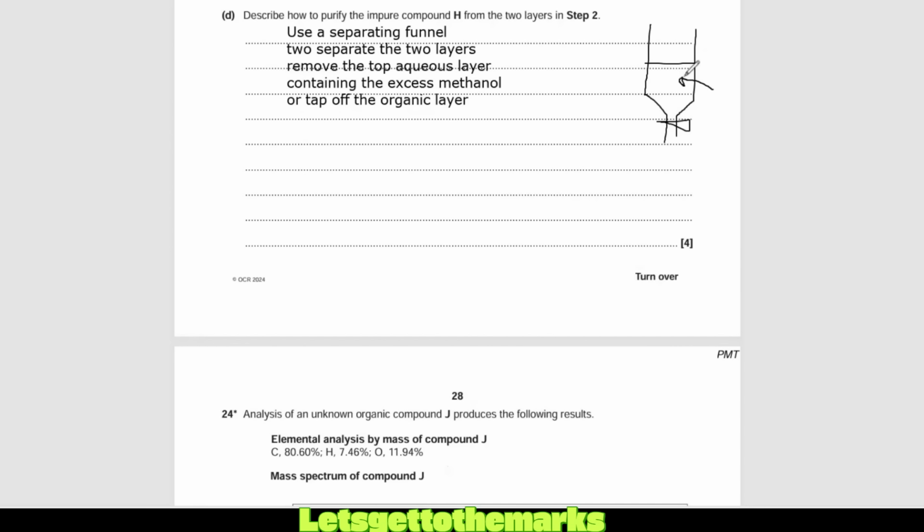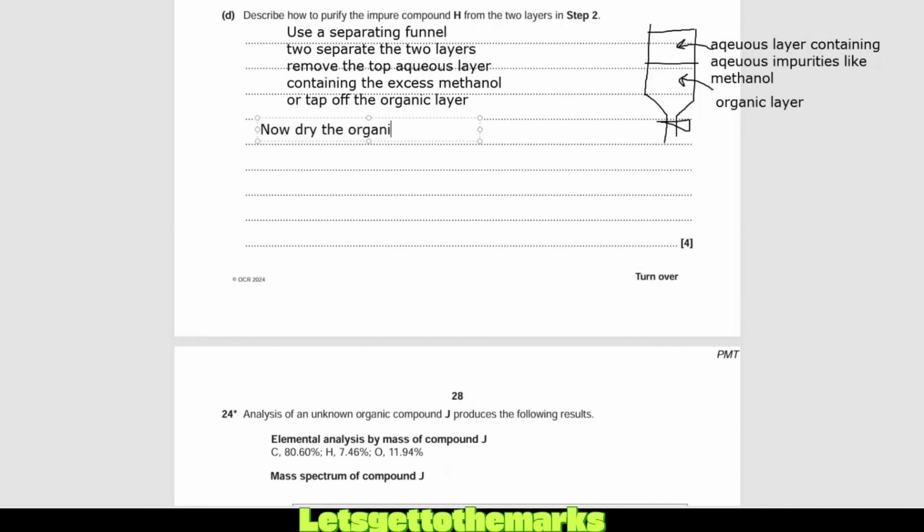So here's my separating funnel with a tap at the bottom, and you're going to be able to tap off that organic layer, which is going to be mainly compound H, which was our ester product, but you might have some other organic impurities in there. Our original reactant, compound G, should have all reacted under reflux. We may have some methanol, which is obviously soluble in water, so will be in the aqueous layer. We can get rid of that. Then we're just left with that organic layer, which will mainly be compound H, our product.